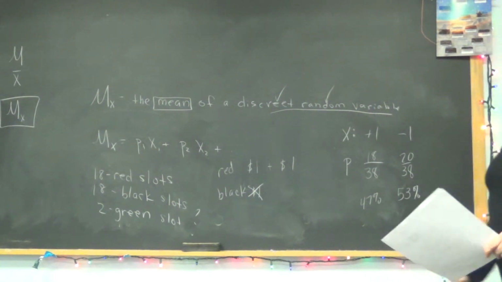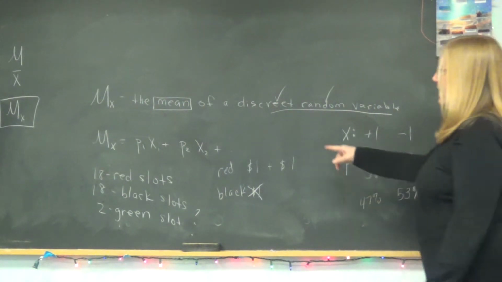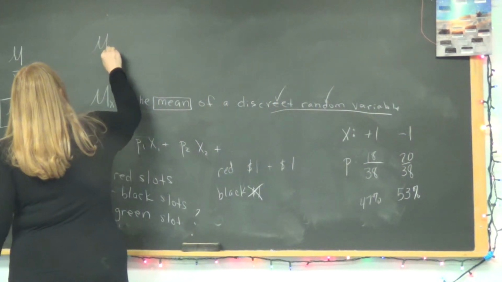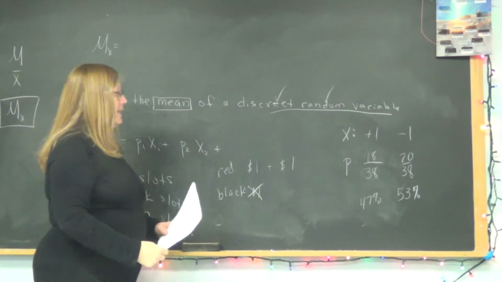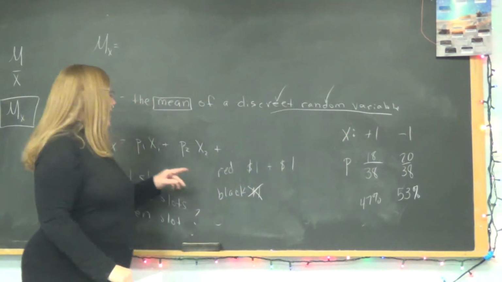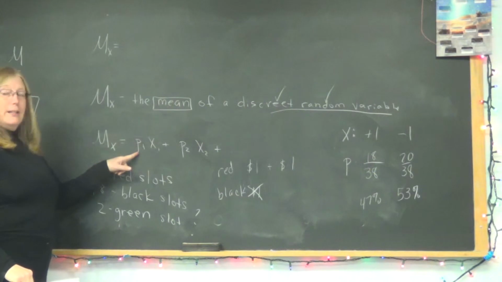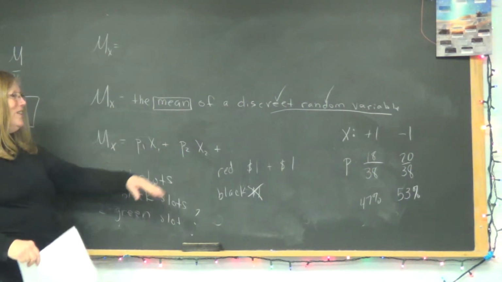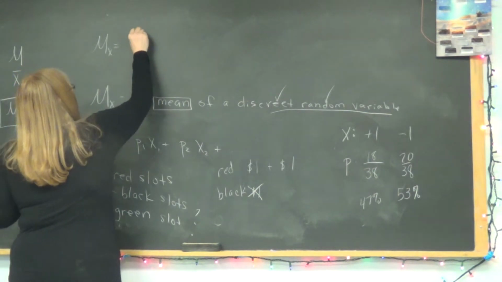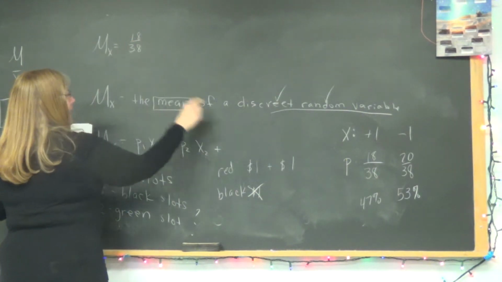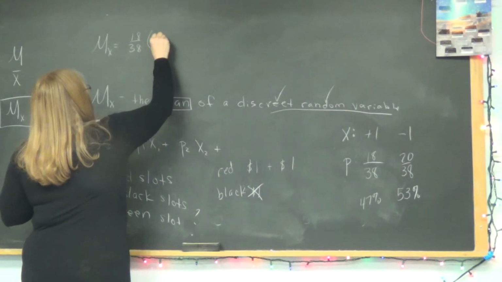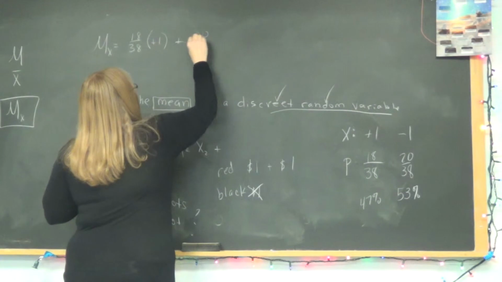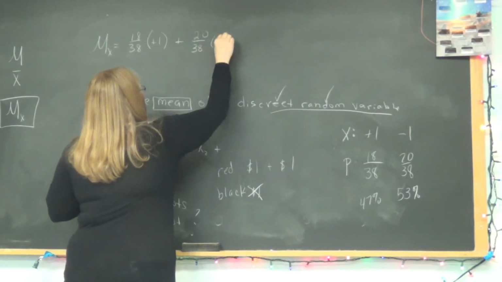All right, so what I'm interested in this whole example for is finding mu sub x, the expected value. So what we're going to do, we're going to take each outcome, that's the x, and multiply it by its probability and add it to the next one. It won't take long, there's only 2. So take 18 out of 38 and multiply it by the outcome of +1, and take 20 out of 38 and multiply it by the outcome -1.